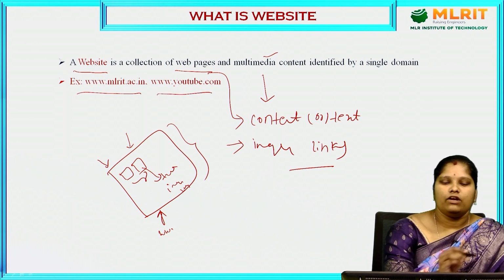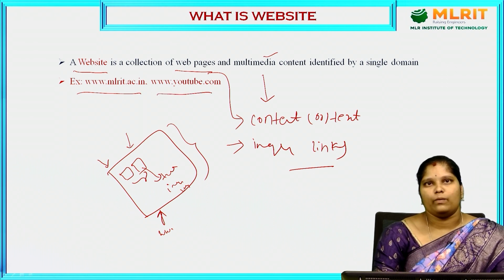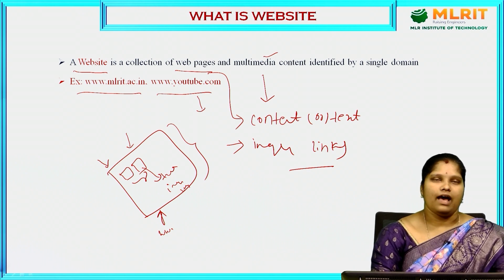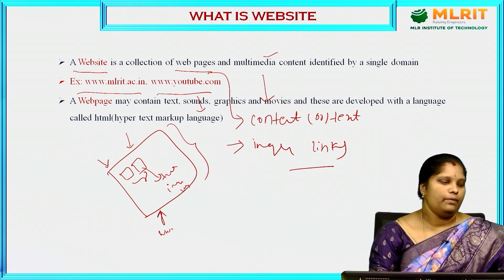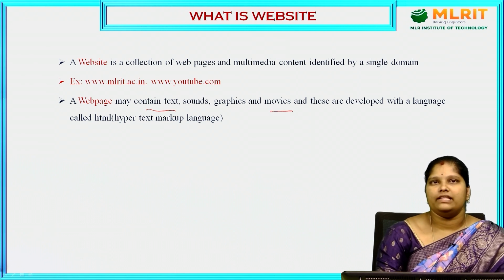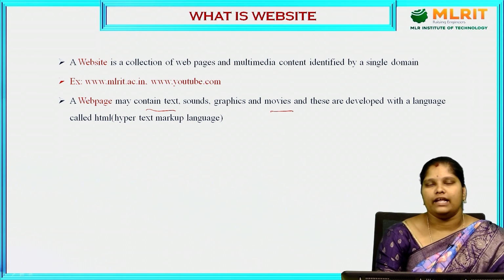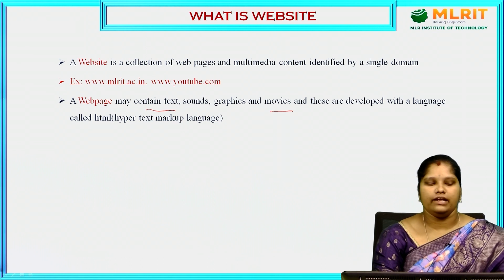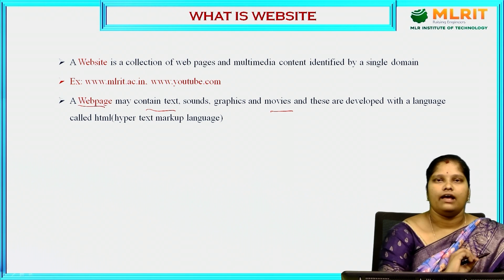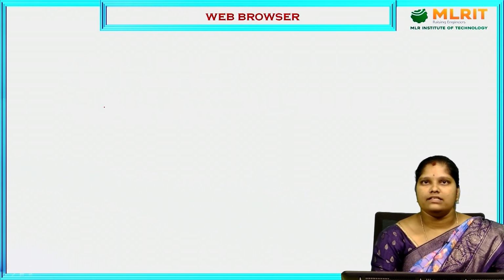And www.youtube.com is also one website. In this we have a few web pages, and those web pages have some content, images, links, audios and all, right? Web pages may contain text, sounds, graphics and movies, and these web pages are developed with a language called HTML, hypertext markup language, right? This is called a website and web pages.